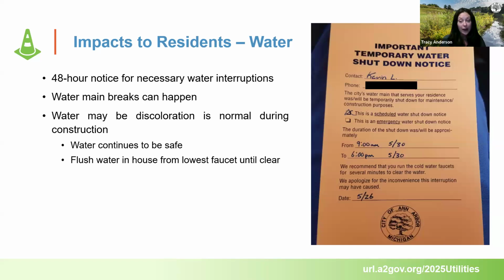Water main breaks do happen during construction with all the vibration and working so close to the pipes. Those can't be notified about because they are unexpected, but we do try to fix those as fast as possible. And then after the water main is shut down and the new one's connected, it is normal to see a little discoloration in your water, but this is safe and normal. If you just flush out the water from the lowest faucet of your house or a hose bib, it usually clears right up.